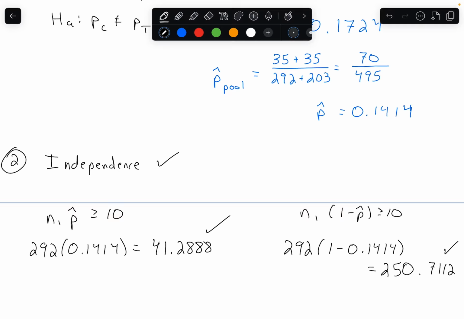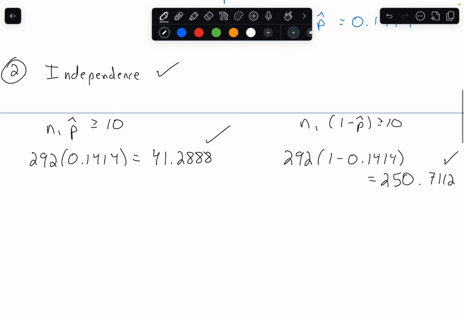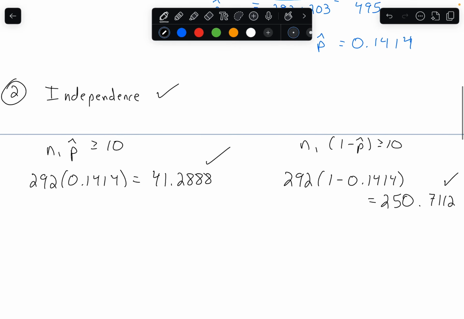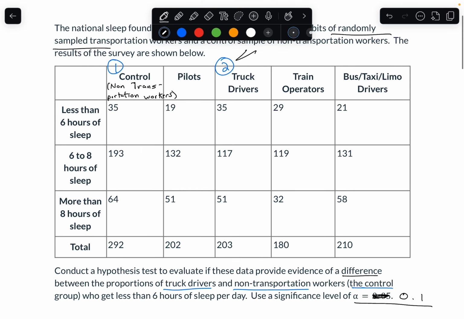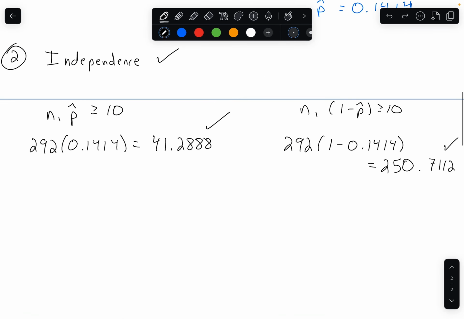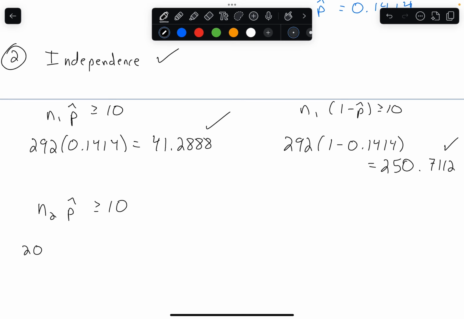So we've checked our success failure condition for the first sample, but of course now we have a second sample to consider. So I'm going to take my second sample size, which I've got to go back and look at. Our group 2 was the truck drivers, and our sample size there was 203. So our n2 is 203. So we want n2 times p hat. Is that greater than or equal to 10? So 203 times p hat, we said that was 0.1414.